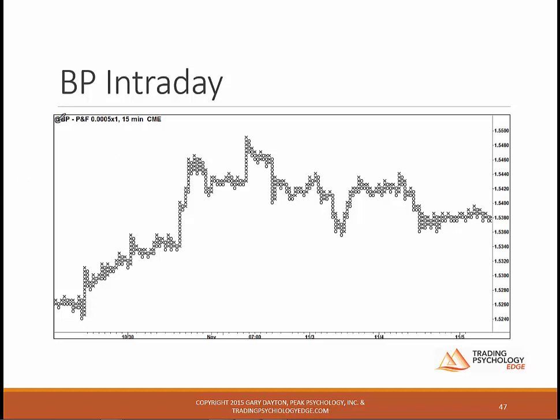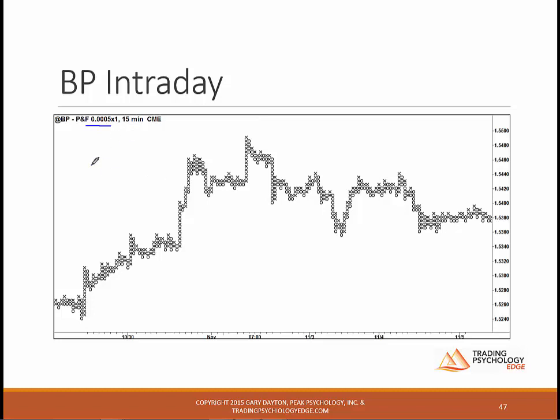All right, so let's take a look at the British pound on the intraday. Now, this is a 1-by-1 figure chart, but not in the way that you're thinking about it. I'm breaking it down so that each box is 0.0005, so it's five pips basically, and then the reversal is 1.